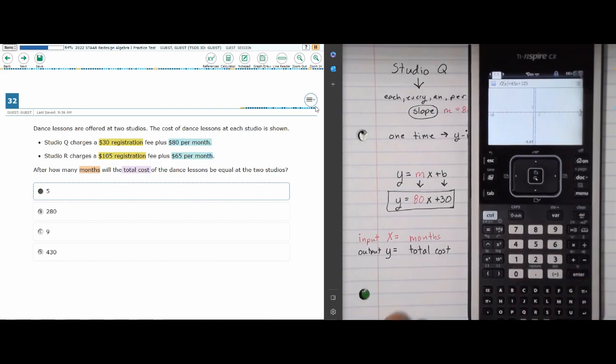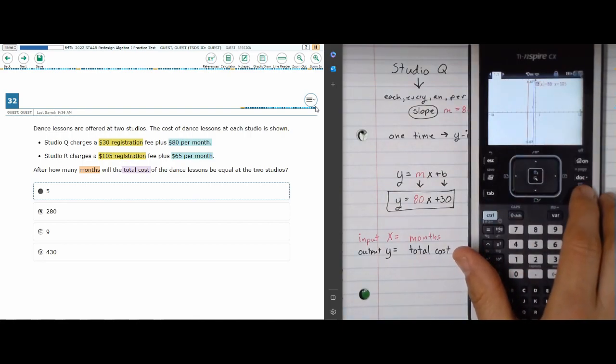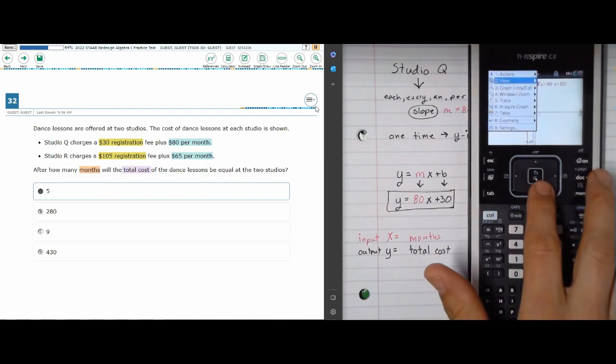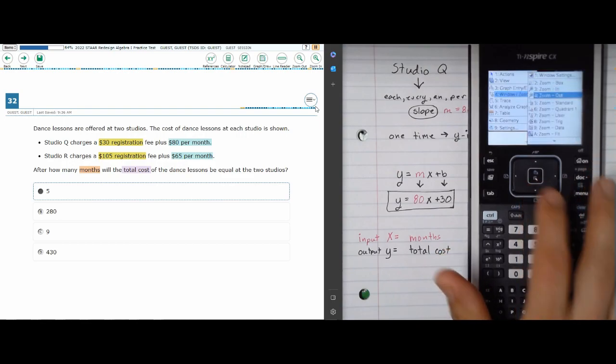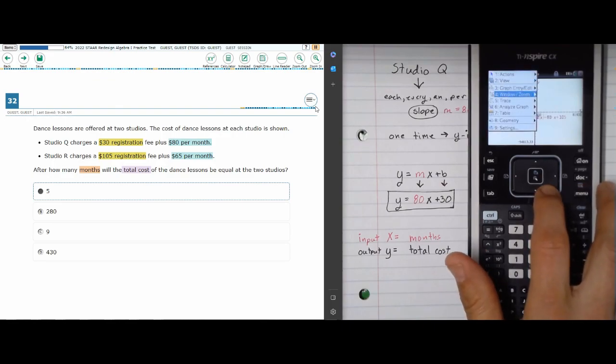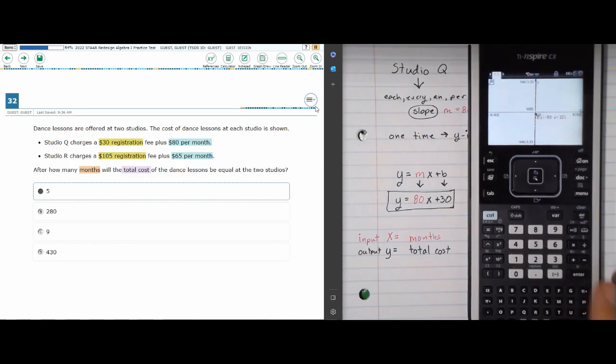Hit enter. And you can't really see where they cross right here, but what we could do is go to zoom and out, and we can zoom out pretty far. Now you might be looking at going, Mr. H, I can't see where they cross. Well, that's okay. We're just going to hit menu. We're going to go down to analyze, and we're going to find intersection. The calculator can see it.